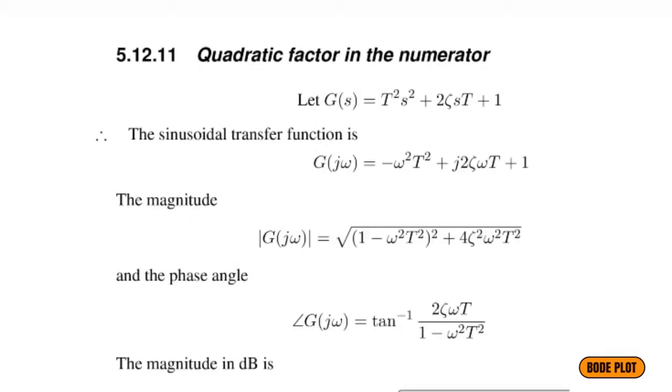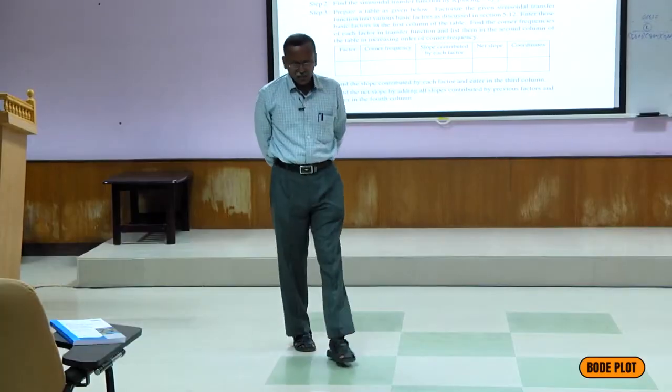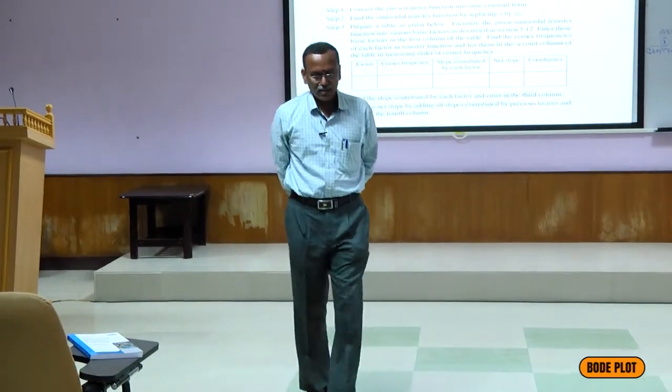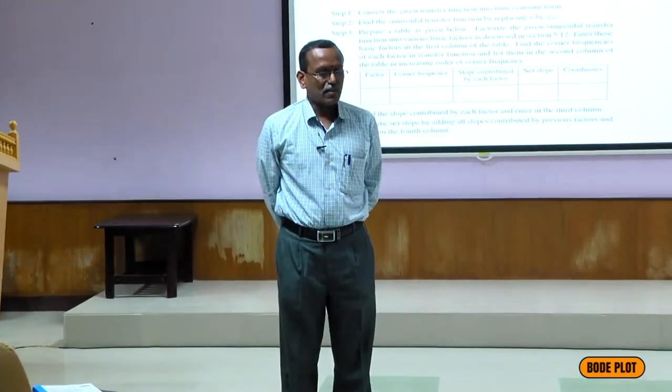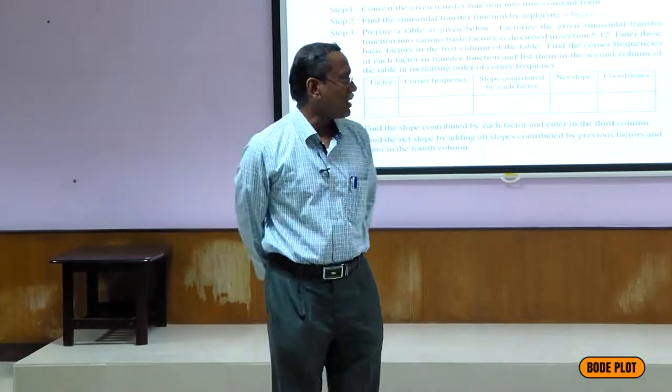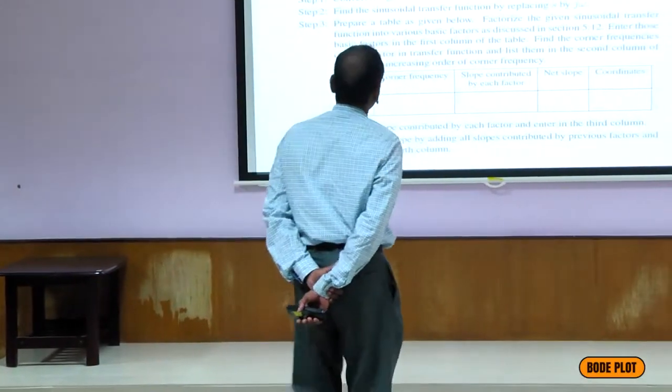The same thing holds for the numerator factor. If you see the numerator factor, the plot will be 0 up to the corner frequency. After that, it increases at the rate of 40 dB per decade. So far, we have seen the individual factors. Now, how to draw a Bode plot for a given transfer function.